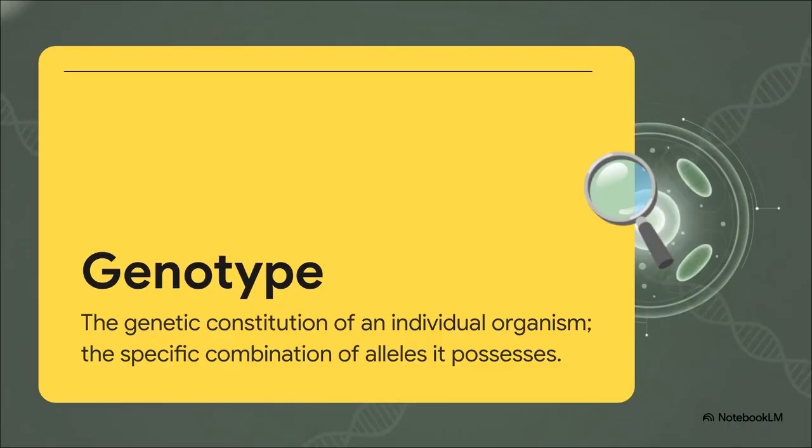So when we talk about the genotype, what we're talking about is the specific combination of alleles an organism actually has. This is its internal genetic code. So for a simple trait, an individual might have two identical dominant alleles, which we'd write as capital A, or maybe two identical recessive alleles, which would be lowercase a.